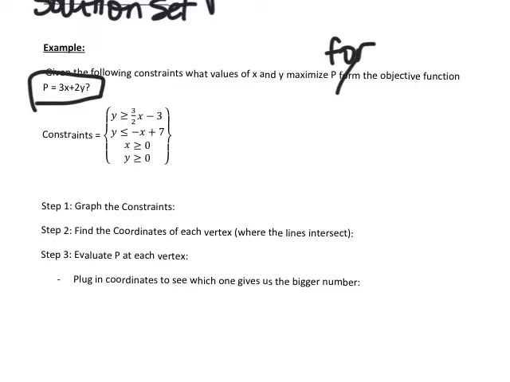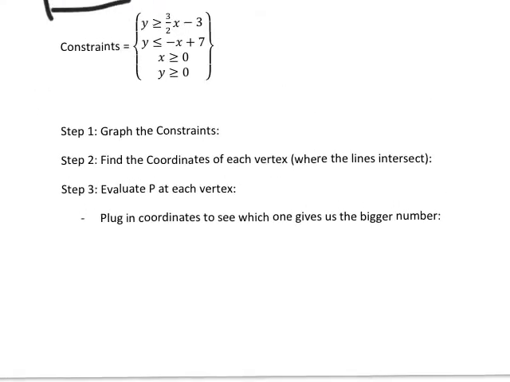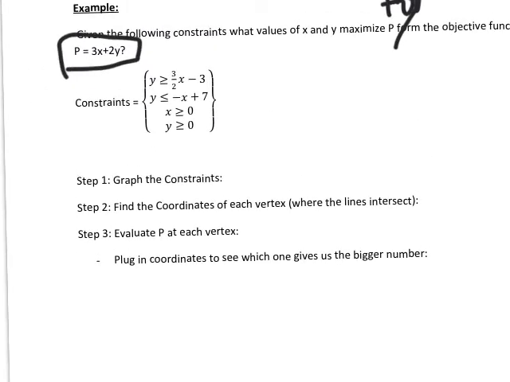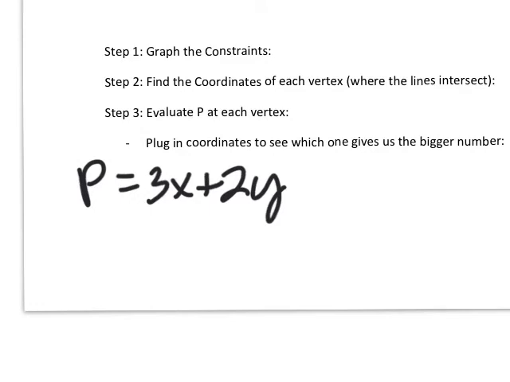Okay, and now we're going to evaluate each of these. When it says evaluate, we're going to take the objective function that we have right here, p equals 3x plus 2y. But now I've got 4 different points that I'm going to check and see which one gives us the biggest number. In this case, we're looking to maximize, not minimize. So if we're looking for the biggest, we're maximizing.